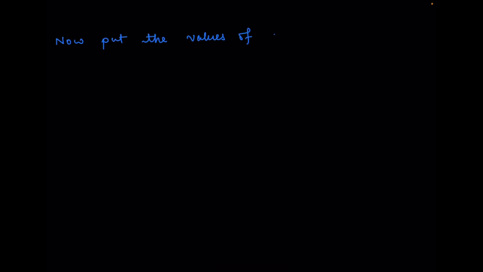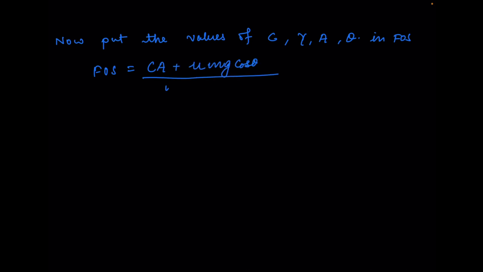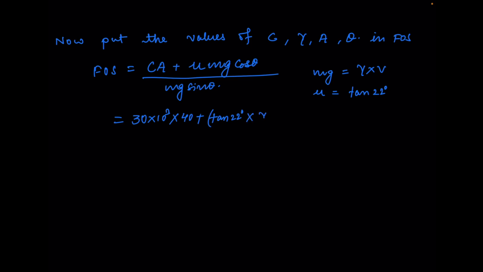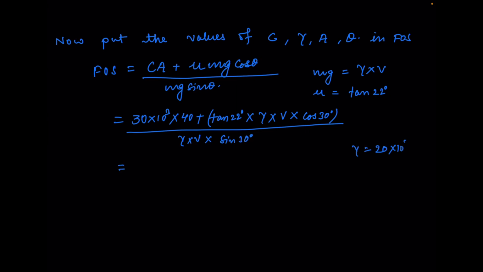Now put the values of C, unit weight, area, theta in the factor of safety formula. mg is equal to unit weight into volume, and mu is equal to tan 22 degrees as given in the question. As you put all the values, you will get the answer as 1.51. Be cautious about the unit, as in this question C is given in kilopascal.